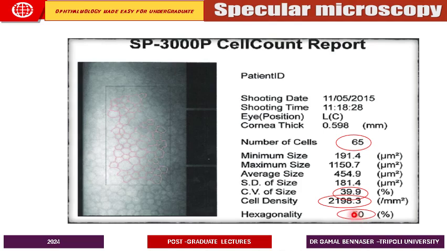So the overall printout is abnormal, especially as the number of cells under study is 65, less than 100. So this needs to be repeated. This test should be repeated again and these parameters studied again.